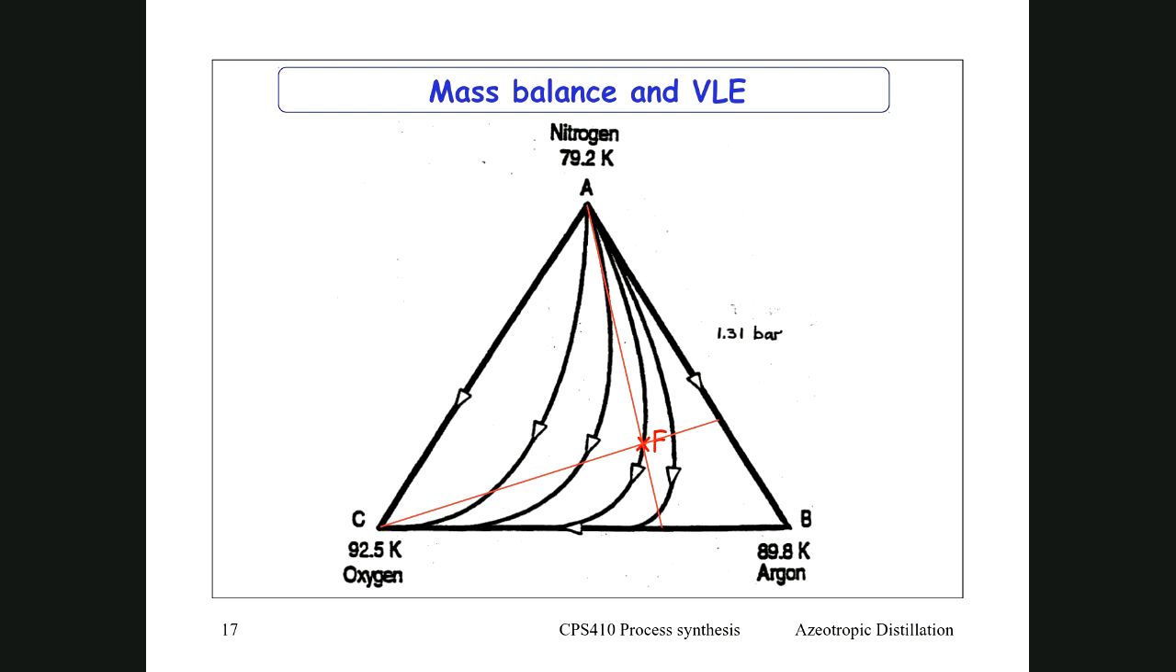In other words, this red line represents a direct sequence. We're going to take off A first, and then we will have BC coming off at the bottom of that distillation column. We can also operate the distillation column so that we take off the bottoms first. If we take off pure C from that feed, we're going to have AB with that composition at the top of the distillation column.